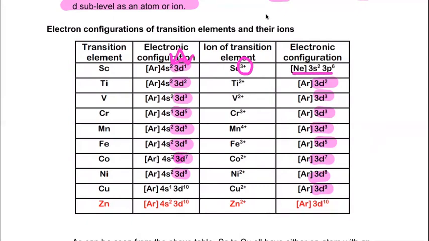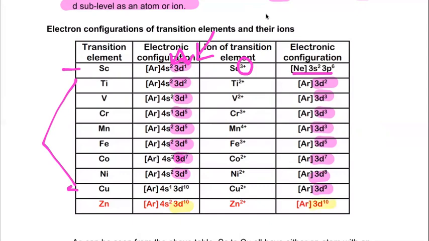So it doesn't have an incomplete D sublevel as an ion, because now it doesn't even have a D sublevel, but it had an incomplete D sublevel as an atom. So scandium has it as an atom, copper has it as an ion. The rest of them all have incomplete D sublevels as both an atom and an ion. The only one that doesn't have an incomplete D sublevel as either an atom or an ion is zinc. Both of them end in 3D10.